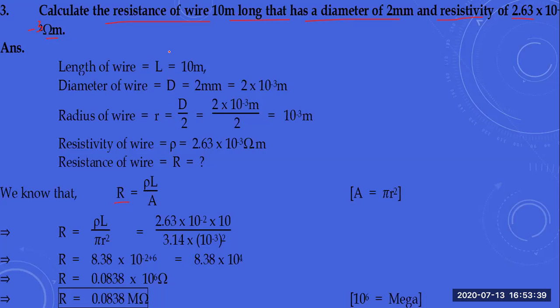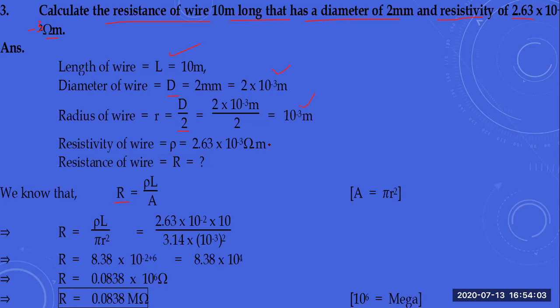First of all, the length of the wire is given, that is 10 meters. The diameter of the wire is given, that is 2 millimeters. It means you have to convert it into meters, that is 2 multiplied by 10 to the power minus 3. Then you calculate the radius of the wire by dividing by 2. It becomes 10 raised to the power minus 3 meter.